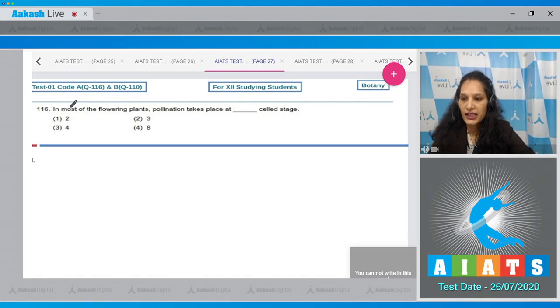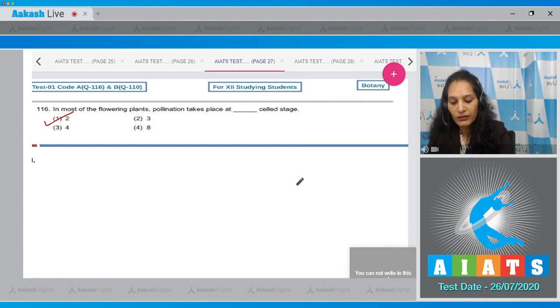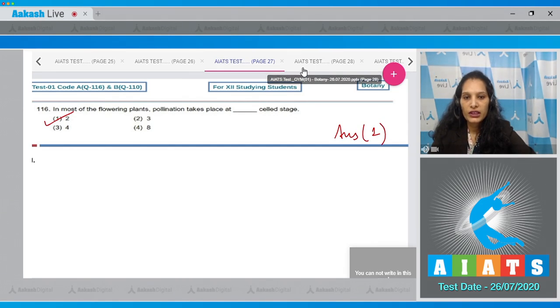Question number 116. In most of the flowering plants, pollination takes place at dash celled stage. In most of the flowering plants, the pollination takes place at the two celled stage. So the correct option for the given question is option number 1. Let's move to the next question.